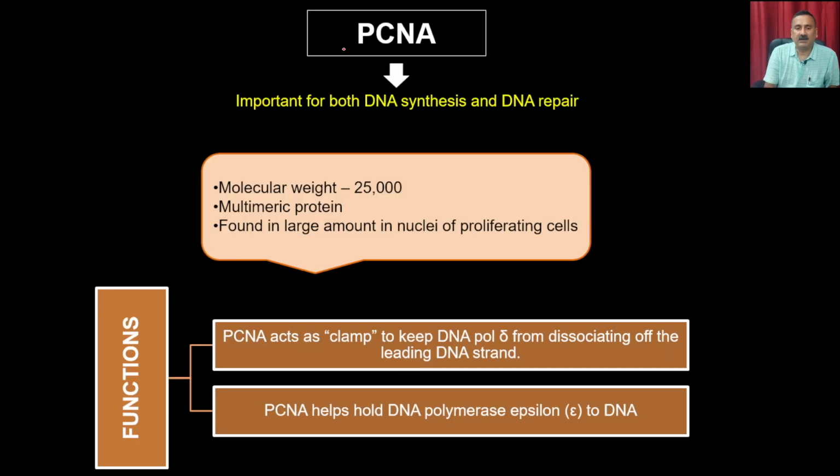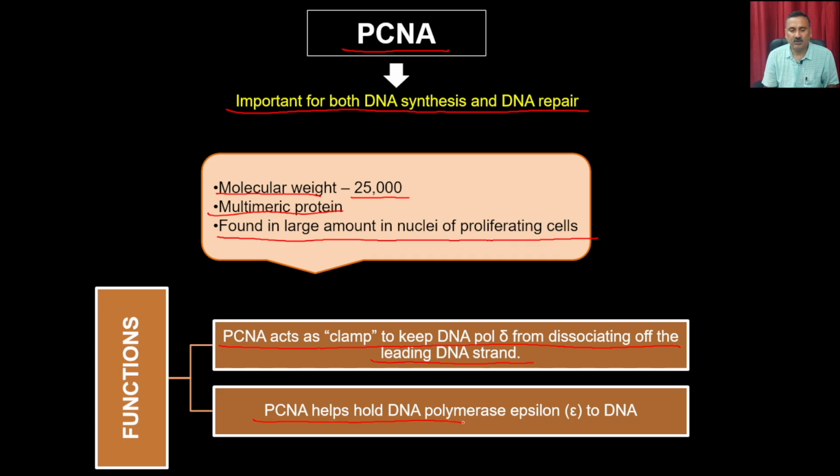And then we have the PCNA. PCNA is important for DNA synthesis and repair, and we are going to discuss in detail its role in DNA repair when we discuss the DNA repair mechanisms. The molecular weight of the molecule is 35,000 daltons. It is a multimeric protein, and it is found in large amounts in the nuclei of proliferating cells. And what is the function? PCNA acts as a clamp to keep the DNA pol delta from dissociating from the leading strand, and PCNA helps hold the DNA polymerase to the DNA.